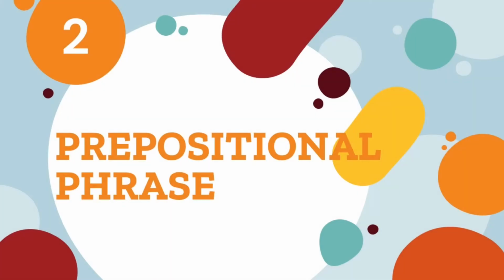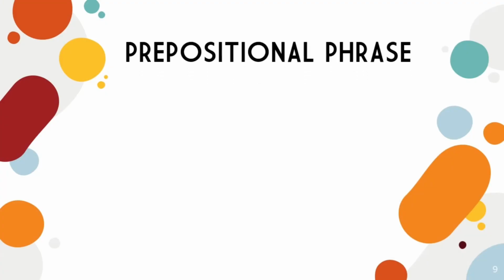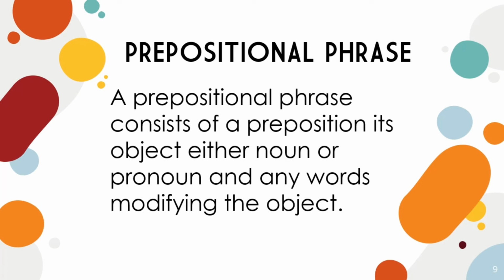Okay, let's proceed to another type of phrase, which is prepositional phrase. When we say prepositional phrase, it usually tells when or where is the object. Now let's have the definition of prepositional phrase. A prepositional phrase consists of a preposition, of course, its object, either noun or pronoun, and any words modifying the object. Don't worry, I will provide you a list of prepositions so that it will be easy for you to identify prepositional phrases in a sentence. Or you can also search the list of prepositions on the internet.